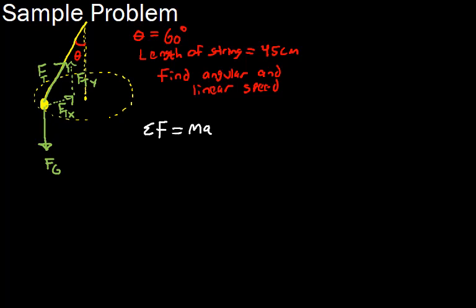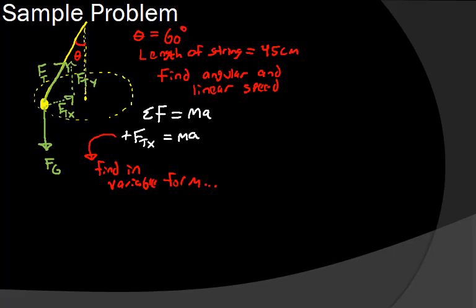So when we set up our rotational forces, we have our positive force of tension in the x equals ma. And that should make sense, right? This force of tension is providing that centripetal force. Now, if we put this in variable form, the force of tension in the x, we're going to put this in terms of what's going on with the mass.